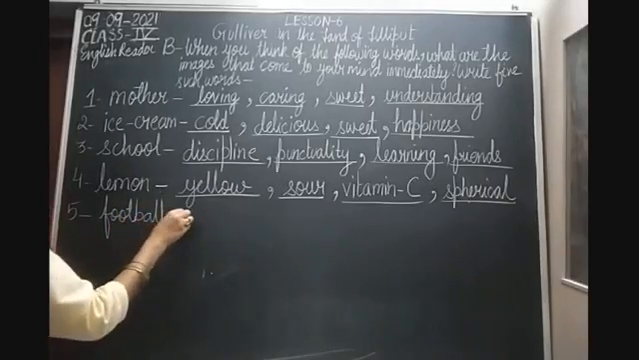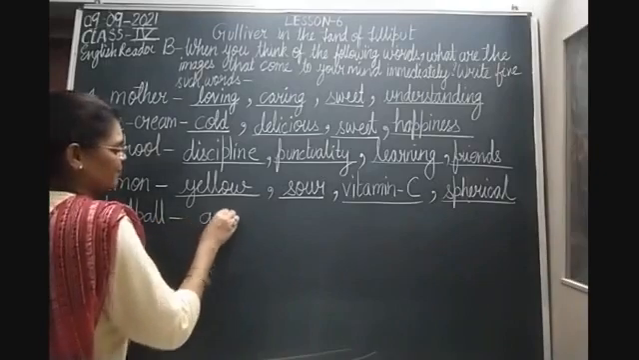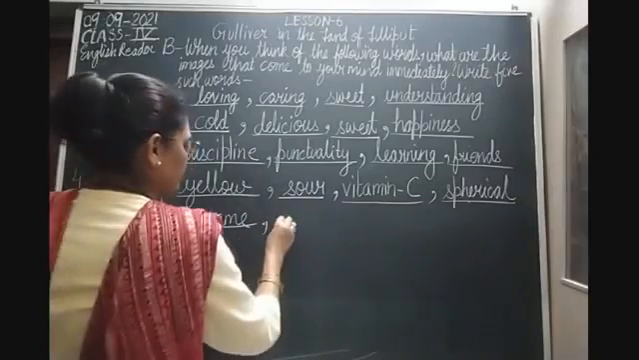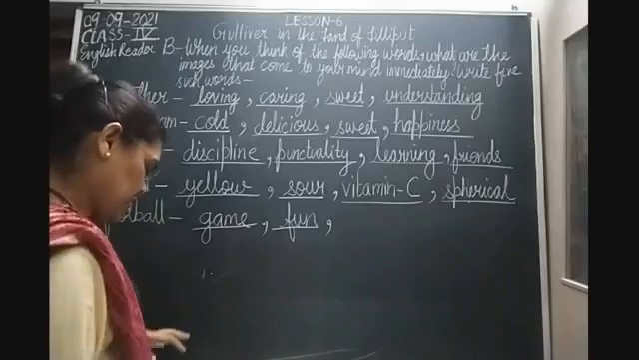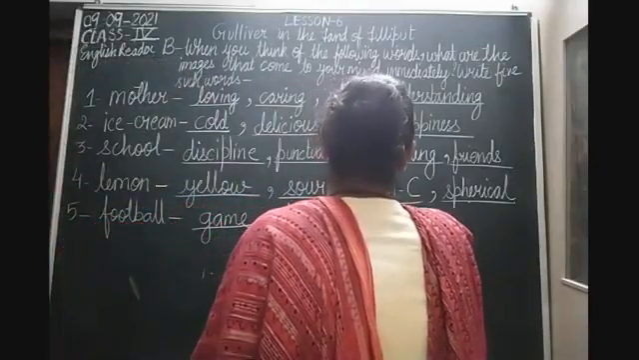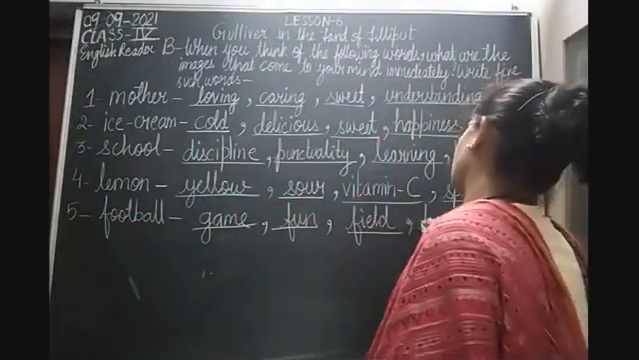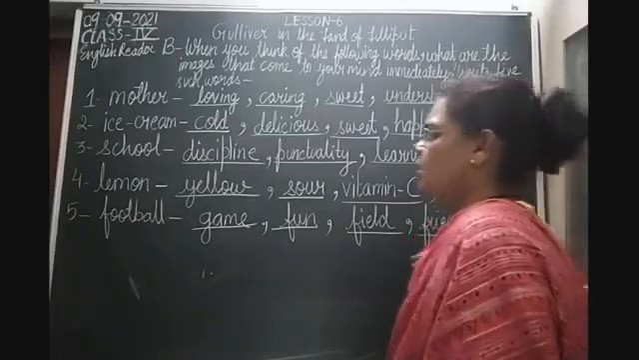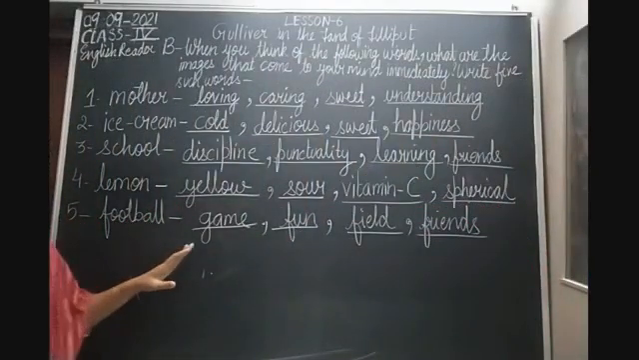Football. Football को देख के क्या याद आता है? It's a game. Then fun. We have a lot of fun playing football. Then where do we play football? We play it in the field. Field देखते ही football खेलने का मन करता. And whom do we play football with? Friends. Clear? So with this, we have finished our exercise B of language structure.